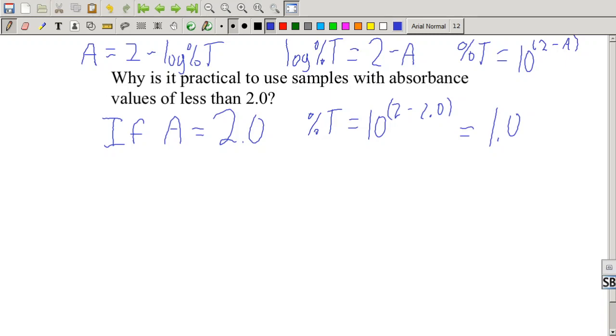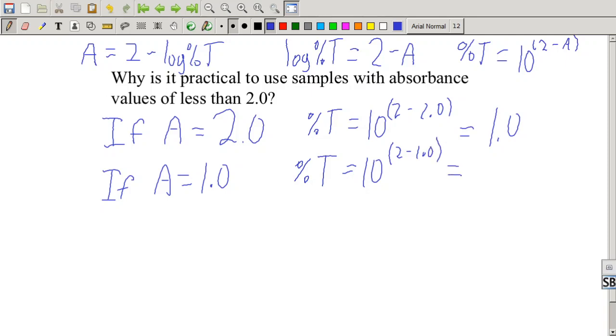Now, what if absorbance is 1? Now percent T is going to be 10 raised to the 2 minus 1 power, which is 10. So that jump in 1 absorbance unit represents 9% transmittance, whereas the jump from 0 to 1 represents 90% transmittance.